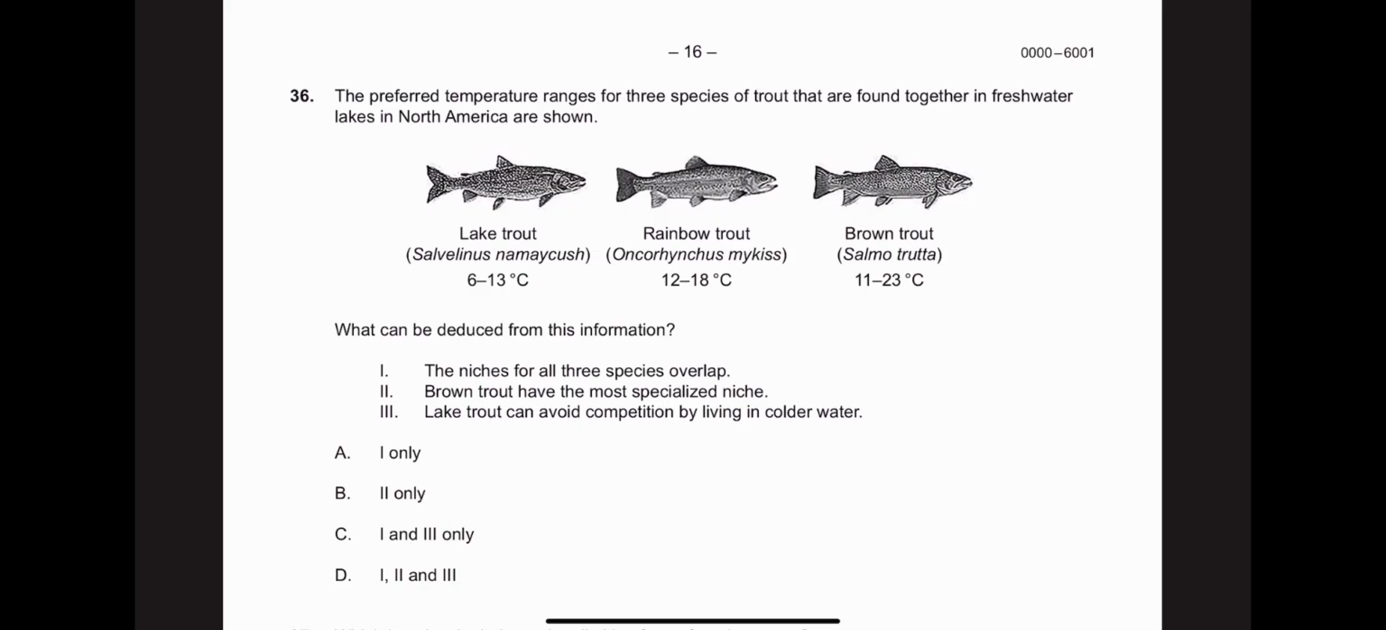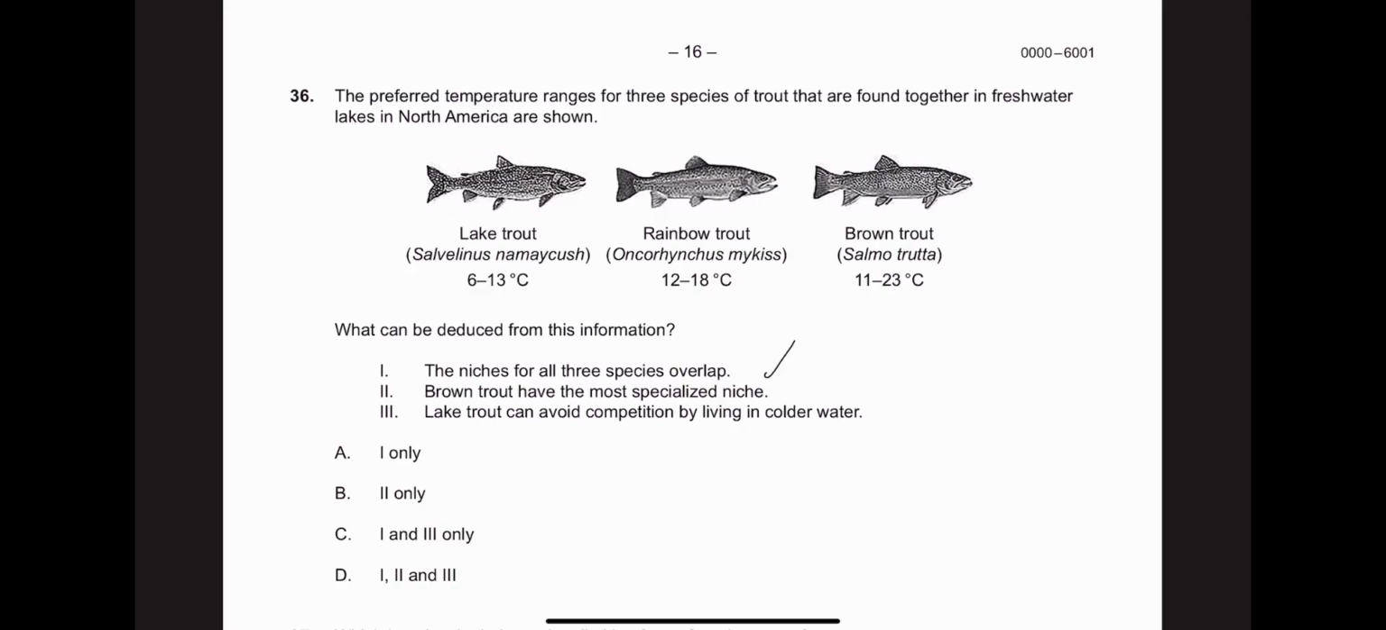The preferred temperature ranges for three species of trout that are found together in freshwater lakes in North America are shown. What can be deduced from this information? So lake trout, rainbow trout, brown trout, you can see there are different preferred temperature ranges. Okay. The niches of the three species overlap. Yeah, they do actually seem to overlap.